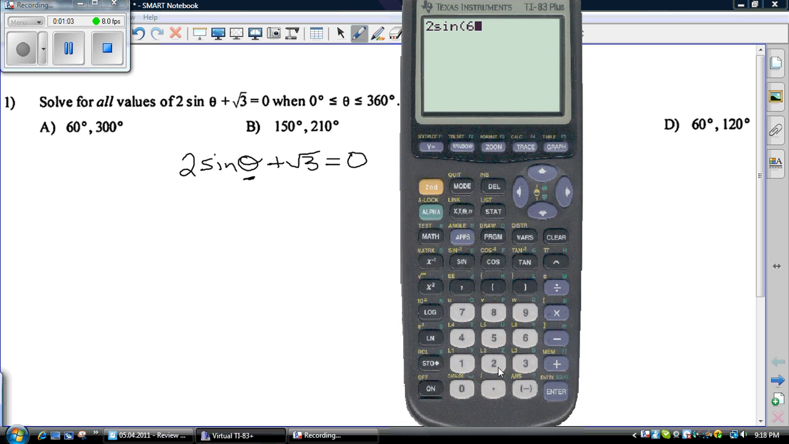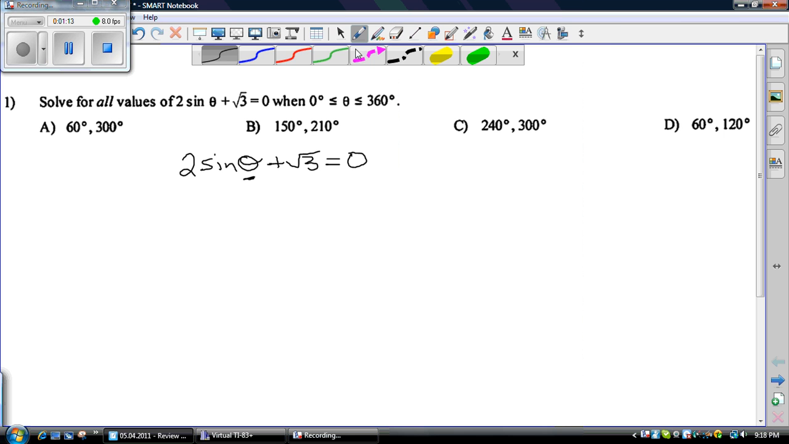2 sine 60 plus the square root of 3. Does that equal 0? No, it doesn't. So that means that you can automatically cross off this one and cross off this one because they have 60 in it. Now we're going to try the remaining two.